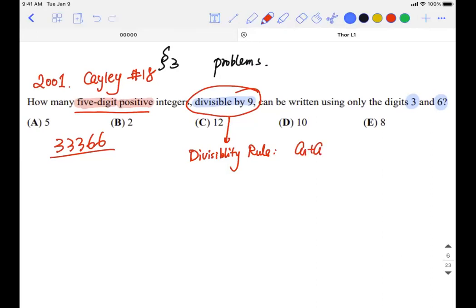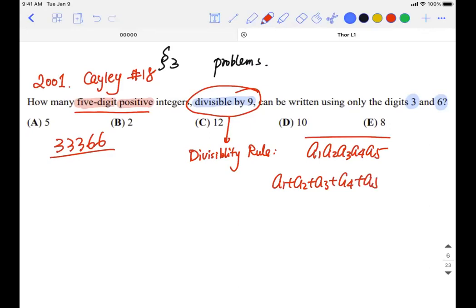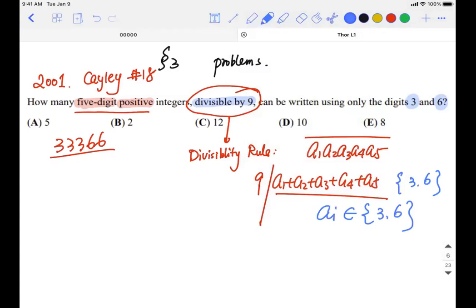Right. Let's say this number is A1, A2, A3, A4, A5. The only thing I need to guarantee is that A1 plus A2 plus A3 plus A4 plus A5 equals a multiple of 9, basically adding them together. That's the second condition. The third condition is that A1, A2, all the way to A5 can't be random numbers. They must be only 3s and 6s. Each Ai belongs to {3, 6}.